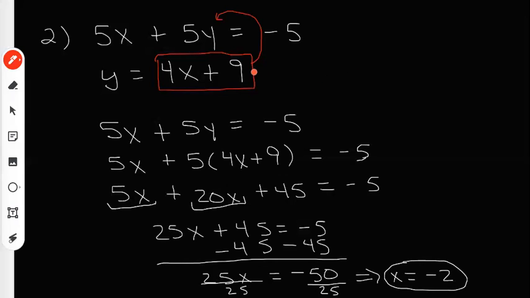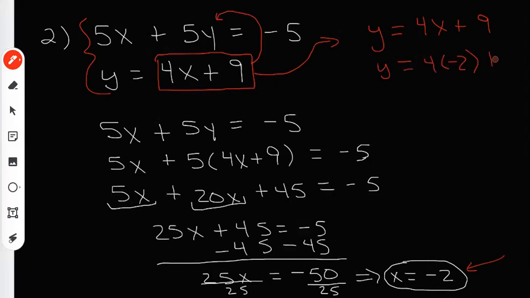Okay, so now I'm ready to figure out what y is. Once again, I can use whichever equation I want, either the top or the bottom. I'm going to choose the bottom. And I'm going to plug in what I got for the last part, x equals -2. So if x is -2, that means I can plug in -2. And I get y equals -8 plus 9. -8 plus 9 equals 1. So now I've got my y value.